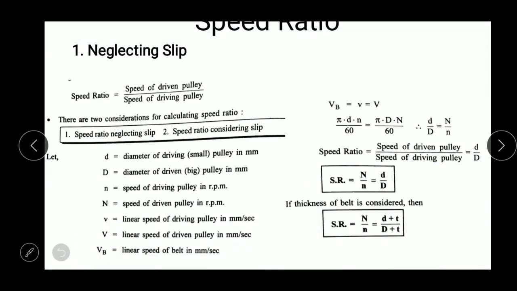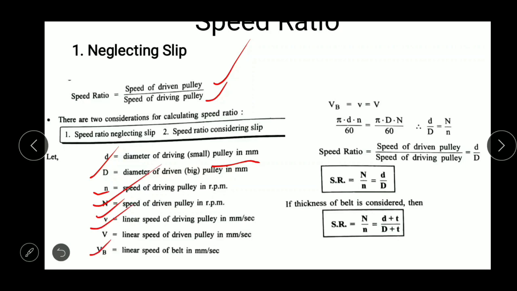The speed ratio is nothing but, of course, speed of driven pulley divided by driving pulley. Now I'll explain these things. The diameter of driving, that is smaller pulley, small d; bigger pulley, capital D; small n, RPM of smaller pulley; big N, RPM of bigger pulley. Velocity, small v is the linear velocity of smaller pulley, capital V is bigger pulley velocity, and this VB is nothing but the linear speed of the belt on that pulley. VB is linear speed of belt.